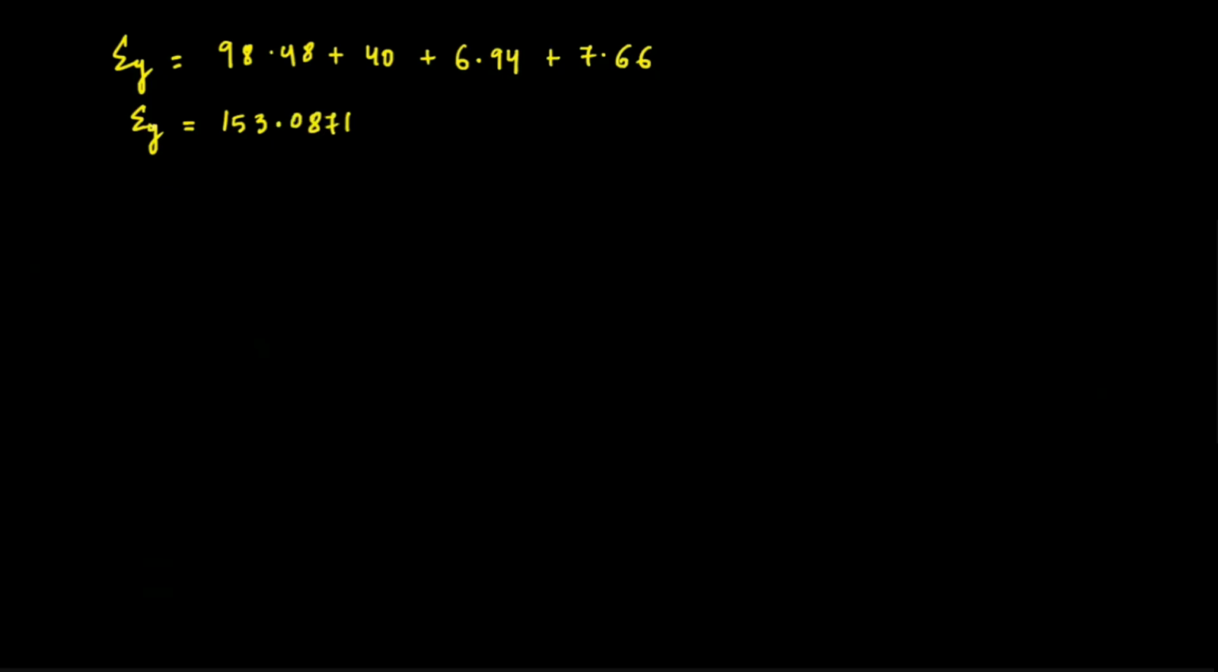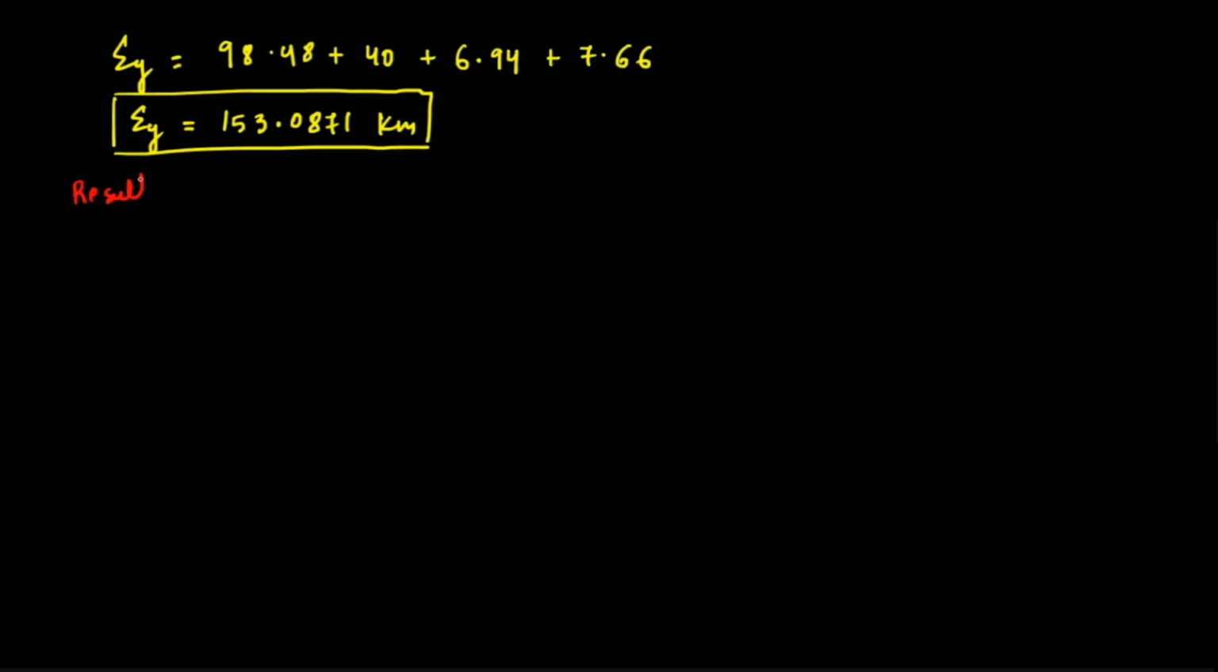All right, let's substitute the values. Once we substitute the values, we'll get Ey, or summation along y-axis, which is going to be 98.48 plus 40 plus 6.94 plus 7.66, and this Ey is going to be 153.0871 kilometers, I would say. So we got the value of Ex, we got the value of Ey. Now we can find out the value of the resultant.